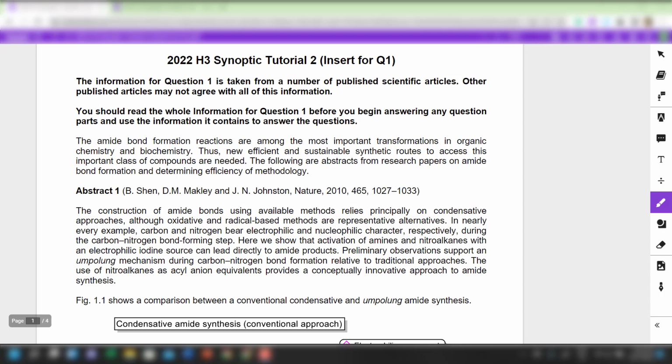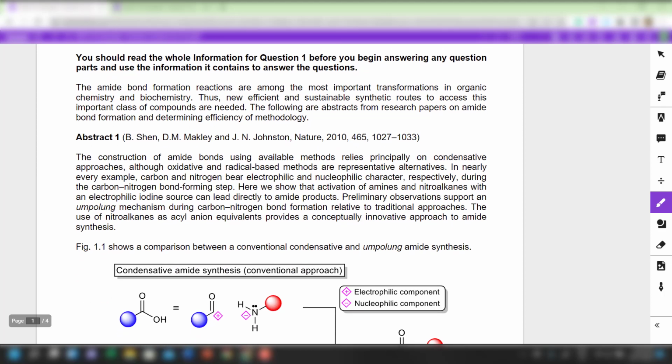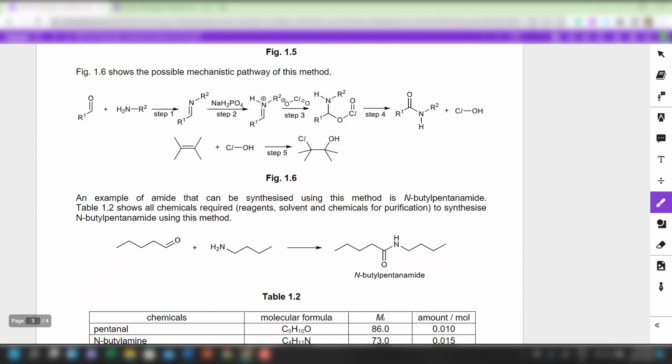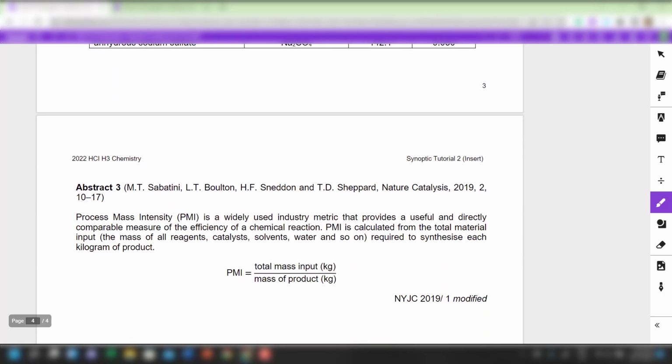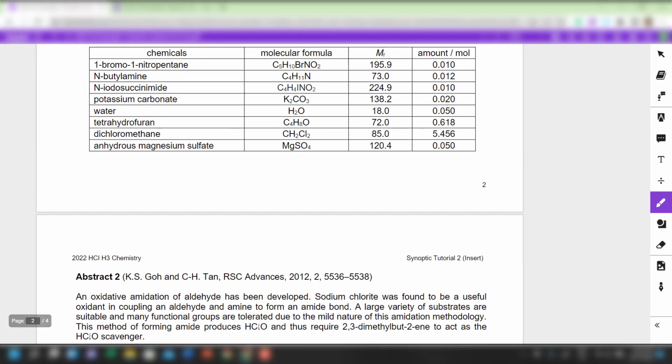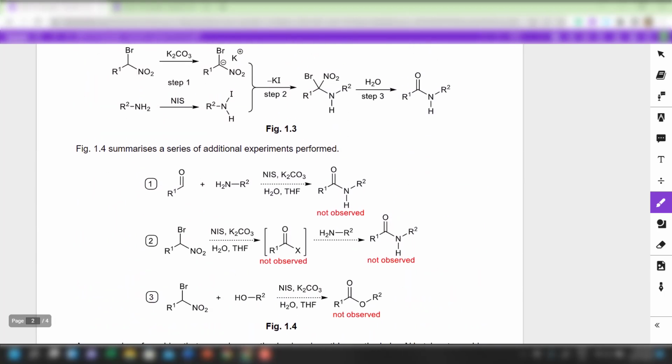So the format will be such that we'll be giving you a stimulus. A stimulus will look something like the inserts for question 1. In our case, tutorial 2 for question 1, the insert spans over 3 pages. So you can see, in fact, it spans over 4 pages. So there is quite a bit of information given to the students which you need to digest.